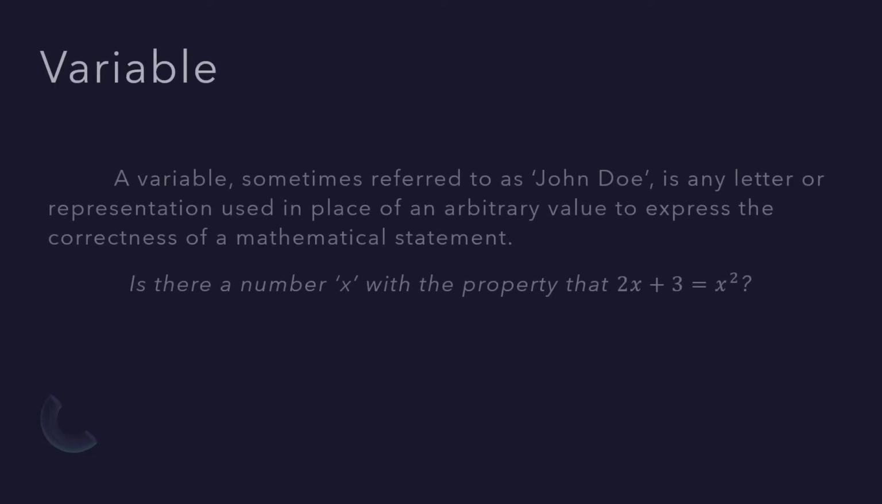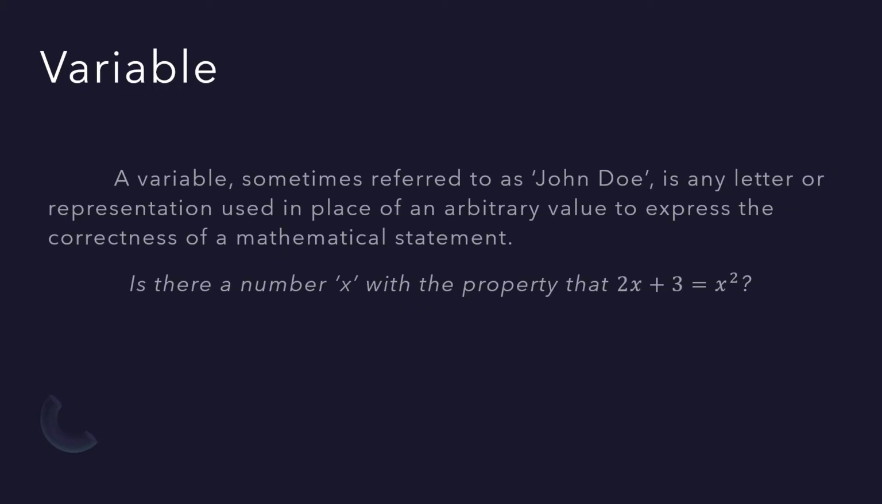So game, we have here variable. A variable is sometimes referred to as the John Doe of math. Now, it is any letter or representation used in place of an arbitrary value to express the correctness of a mathematical statement. So, for example, is there a number, let's say x, with the property that 2x plus 3 is equal to x squared? So a variable, kumbaga, is representing something that we do not yet know. It is something representing something that is unknown. And in order to know what's the value of that unknown, we need to solve the inequality or the equality. Or basically, we need to solve the mathematical sentence.